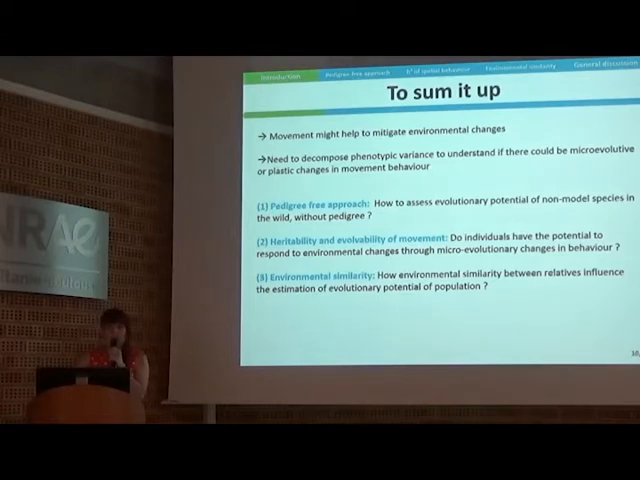To do a quick sum up, we have seen that movement might help to mitigate environmental changes, and that we need to decompose phenotypic variance to understand if it can change through microevolutionary or plastic response. But for that, we need to overcome a first hindrance, which is that we need to understand how we are going to assess evolutionary potential without a pedigree. After, we can calculate heritability and evolvability of movement and try to understand if those metrics might be biased through, for example, environmental similarity, even if there are many more effects that could bias our estimate.